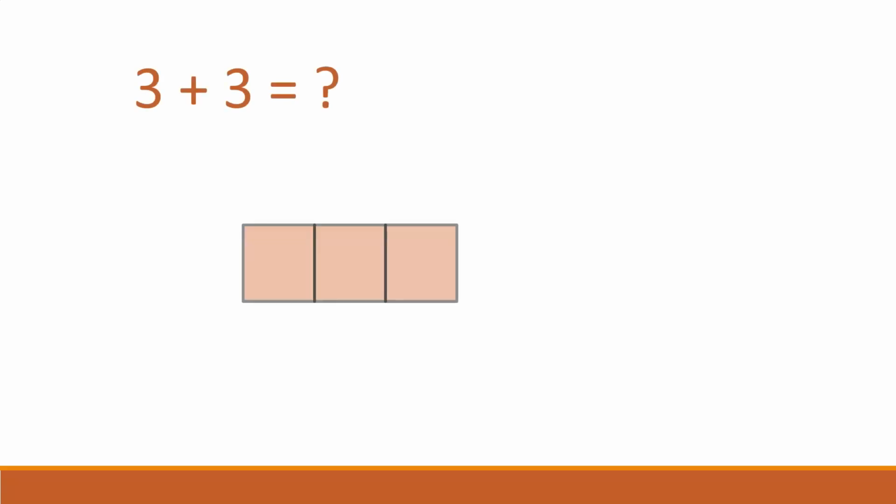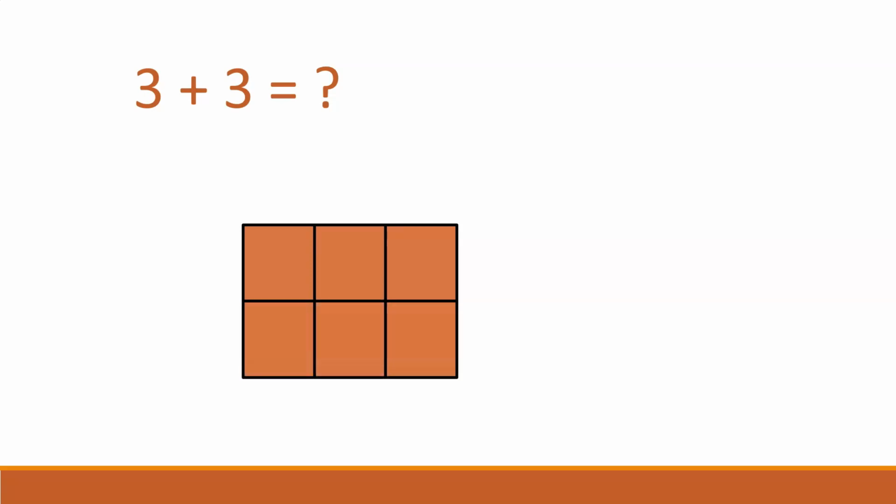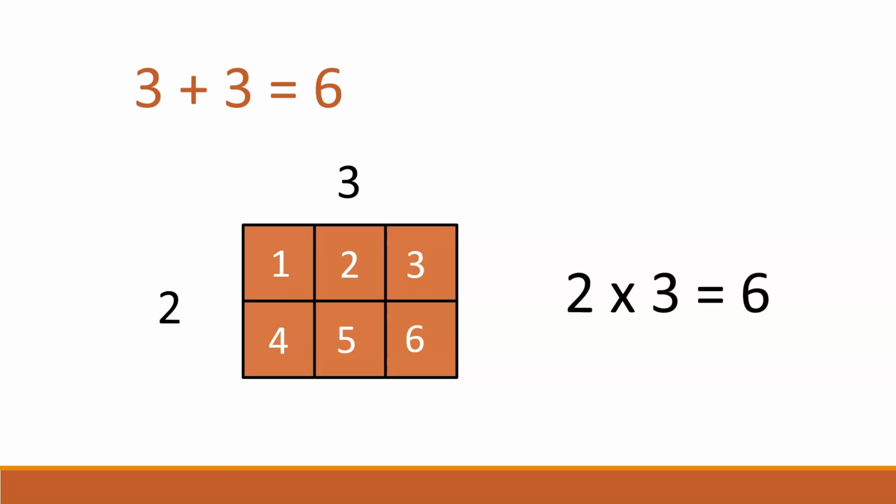Well, here's the interesting thing. It really doesn't matter how you arrange those blocks. We could say we have a group of 3 blocks with another group of 3 blocks right below it, and we still have 6 blocks. But now we can look at this as 2 groups of 3 blocks, which is what leads us to multiplication. Multiplication is nothing more than repeated addition. So 3 plus 3 is the same thing as 2 times 3.